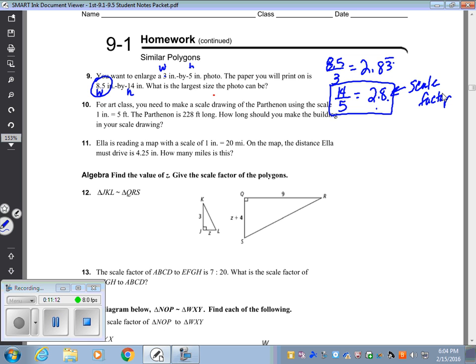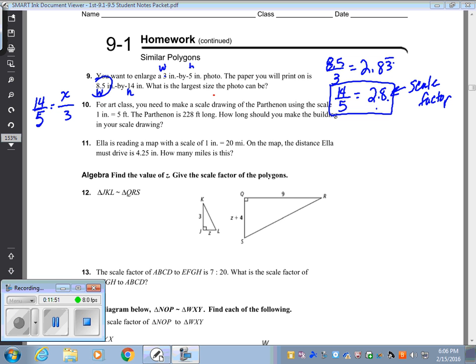So we know the 14 goes by 5. Alright, so that's our proportion, because we know 14 by 5 is our largest amount that we're going to be able to expand by. And then we use that proportion to find the width. So if you multiply 8.5 times 5 and then divide by 14, that gives us 3.03, which is too big for that.